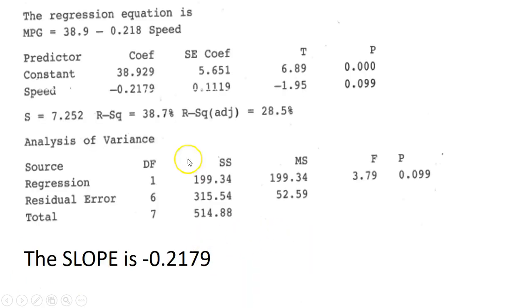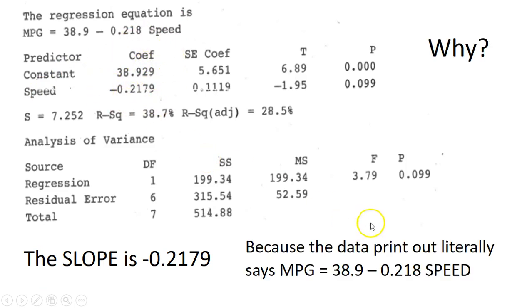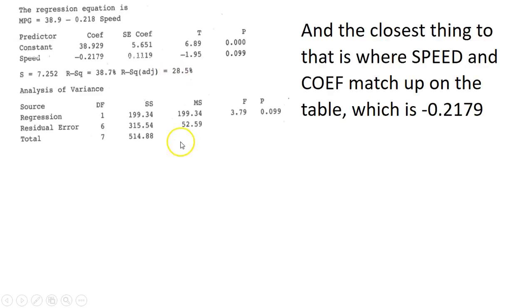As I look at that, the slope is right there, out in front. Y equals some number, that's the slope times the speed. I already have the slope. It's either there or there, notice it's the same thing. That's the coefficient with the speed, and the constant is right there. That's giving me my equation, because the data printout literally says that. The closest thing to that is where speed and coefficient match up.